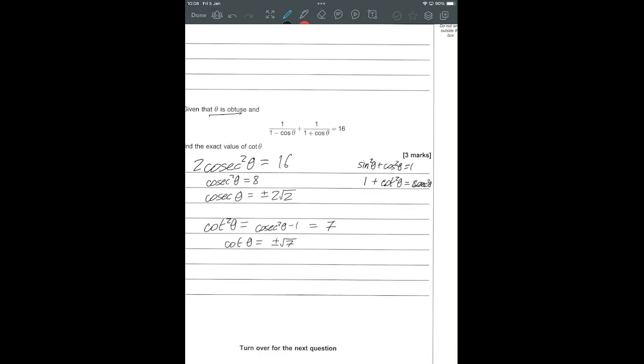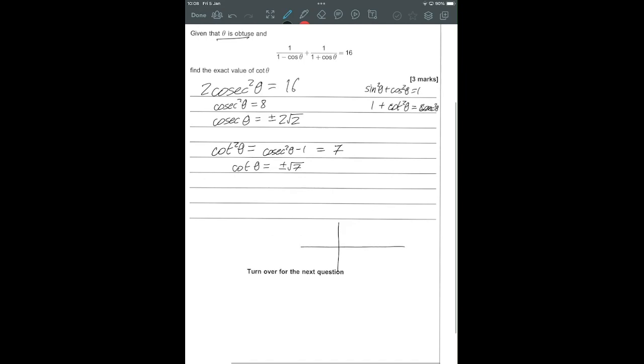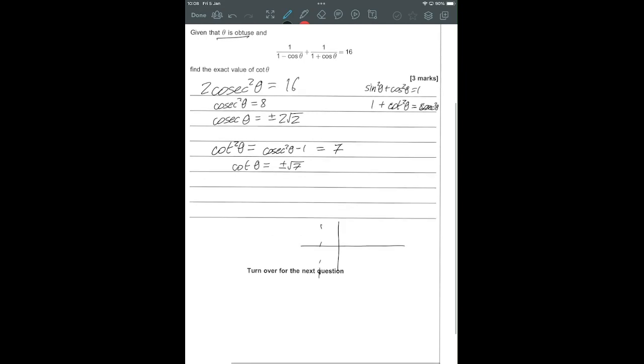And this is where the obtuseness comes in. If we think about the cot curve, well, that's difficult to think about. So I'm going to think about the tan curve first. The tan curve is as so, where that value there is your pi by 2 and your pi. So when you are obtuse, tan is negative. Well, if tan's negative, then cot, which is 1 over tan, is also negative. So my answer is cot theta equals negative root 7. Negative root 7. That's my final answer.